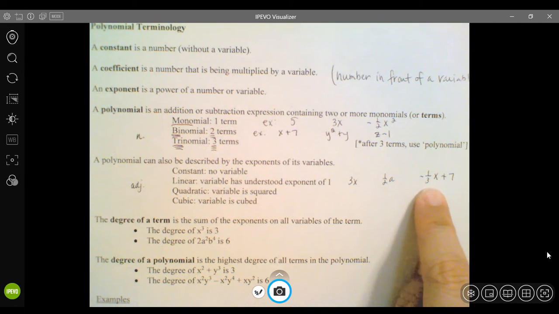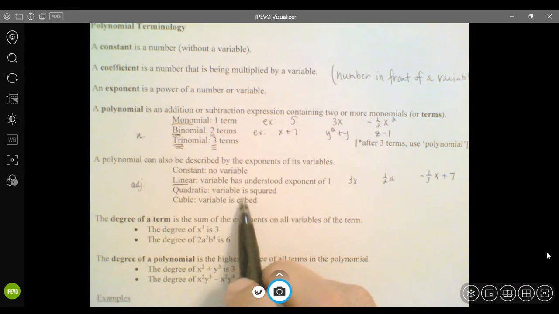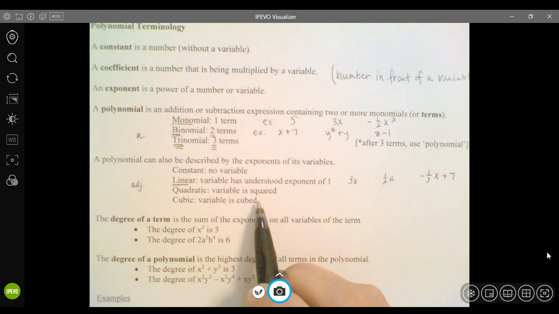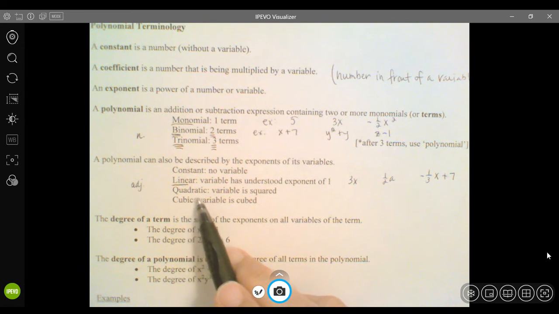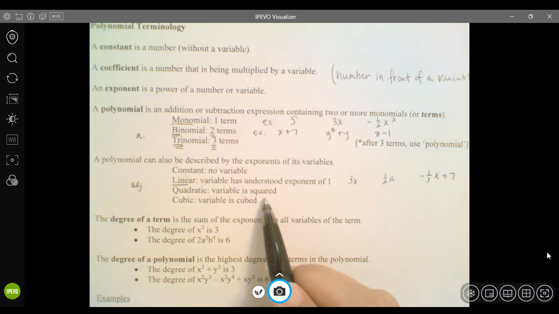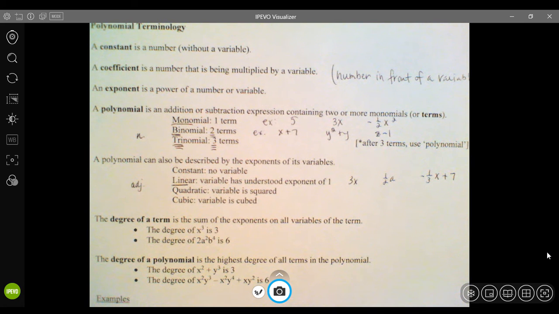It's linear because it actually can make a line. Quadratic, the variable is squared. You would think quad means 4, and it does. But when we talk about multiplying polynomials in a bit, I'll show you, hopefully, why quadratic could mean squared. Cubic means the variable is cubed. We could go quartic, quintic, but we're not gonna. We'll just go as high as cubic.